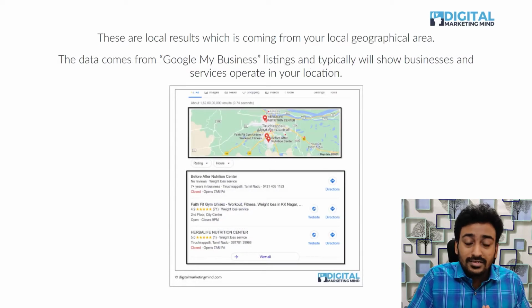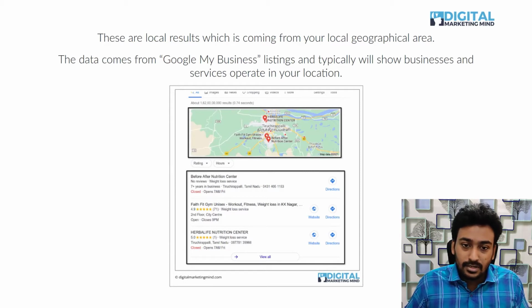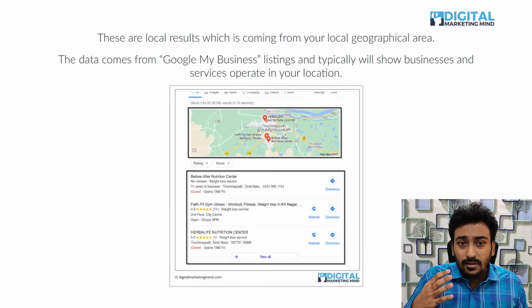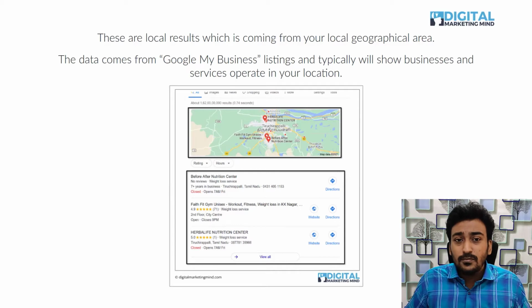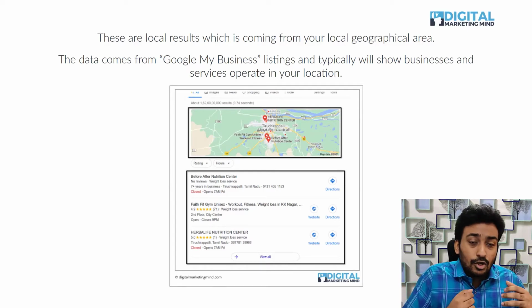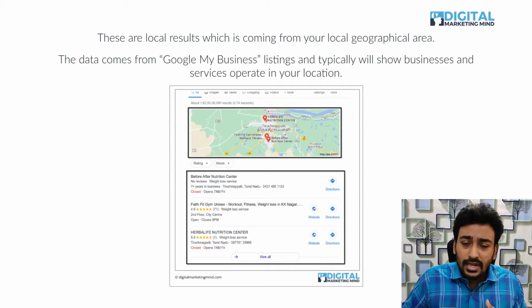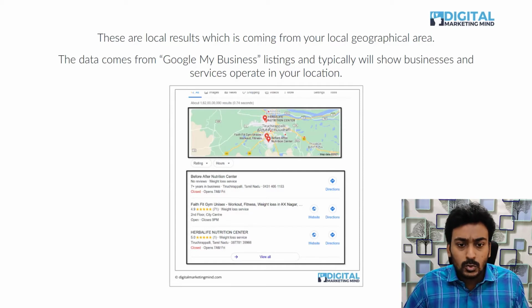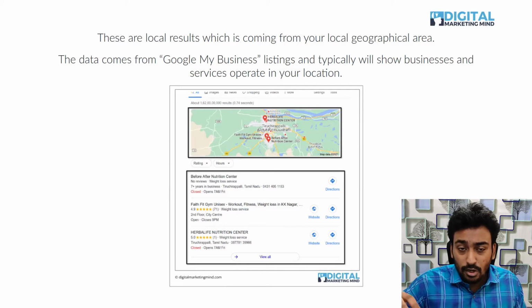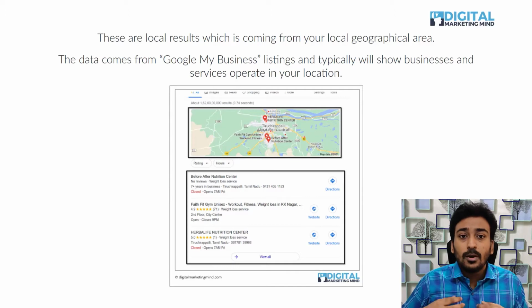The next one is the local result snippet. These are the results when your search query brings back any relevant businesses or services from a geographical area. This data comes from Google My Business listing. I will explain this in the local SEO course, and typically it will show businesses and services that operate in your location, which is related to the search query which you are performing.